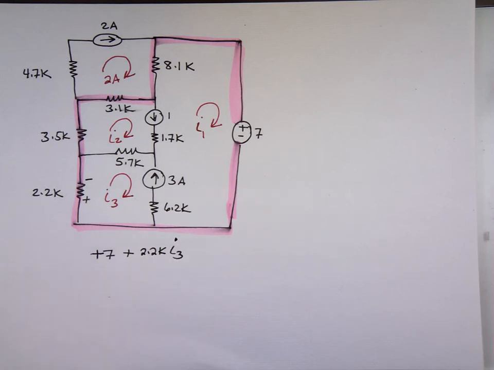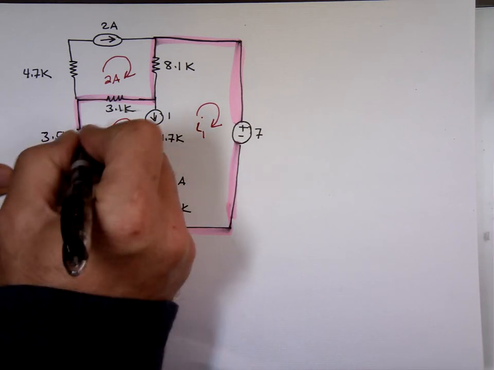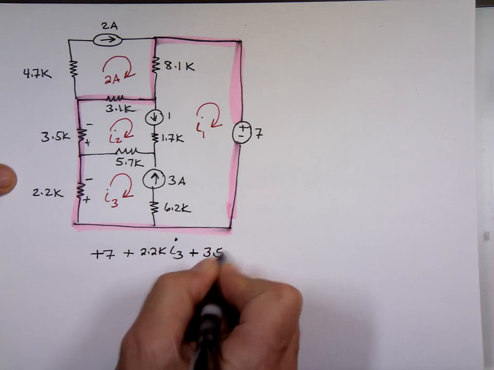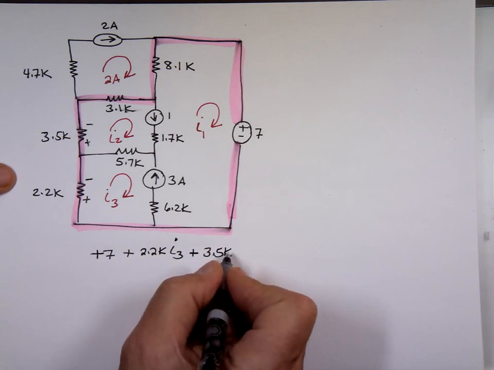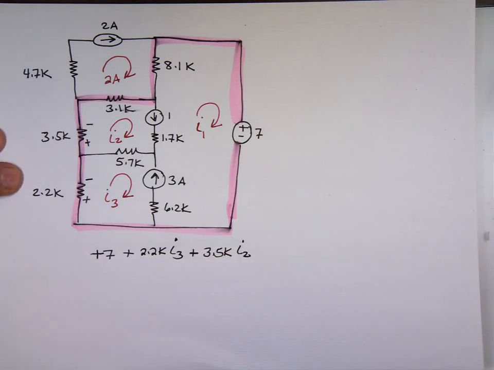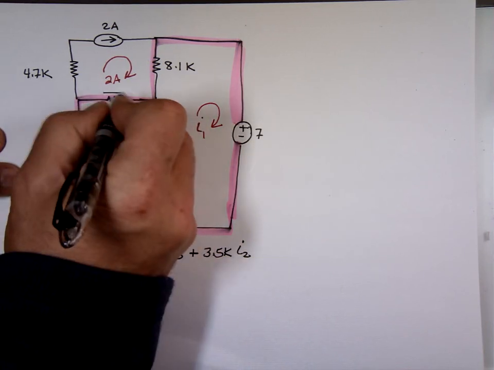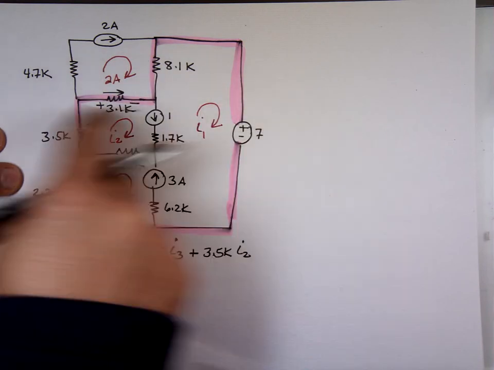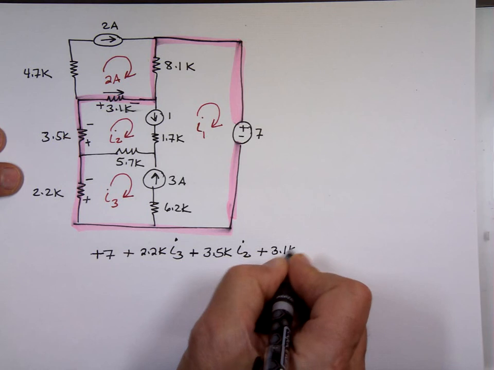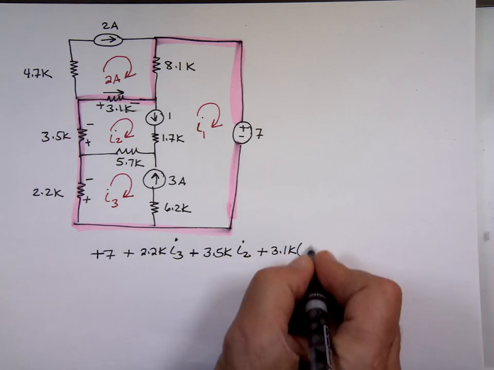Let's continue. I'm traveling clockwise. That's plus to minus. That's plus what? 3.5K times what's the current through it? I sub 2. Let's continue. That's plus to minus because I'm traveling this way, going to the right. That's plus what? 3.1K times what's the current through that? I sub 2 minus 2. Yep, I sub 2 minus the 2 amp. Very good.